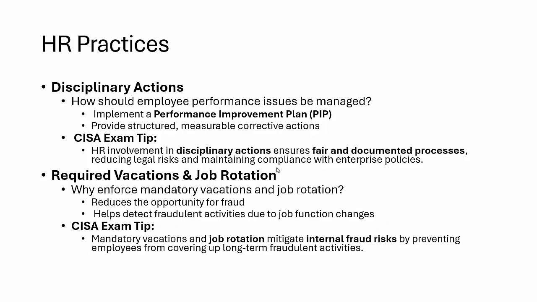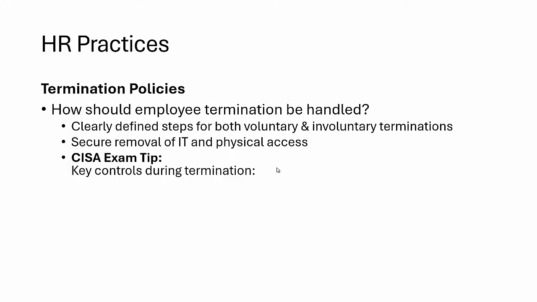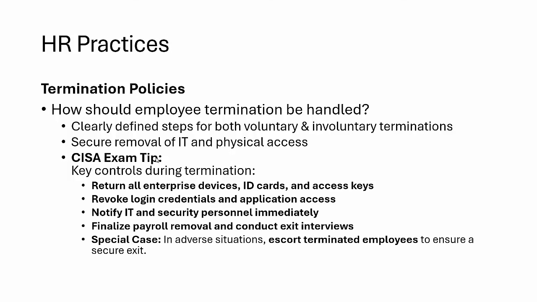Now, any employee involved in any kind of fraudulent activity, we have to terminate them, and it has to be done as per the termination policy. There should be clearly defined steps for both voluntary and involuntary terminations. We need to have a secure removal of IT access and physical access, and so we follow some key controls. For example, return all enterprise devices, ID cards and access keys, revoke the login credentials and application access, notify the IT and security personnel immediately. We finalize the payroll removals and conduct the exit interview. And a special case, in advanced situations, escort the terminated employee to ensure we have a secure exit. Make sure when an employee resigns, he has to return all his assets, and we need to escort them for the secure exit.